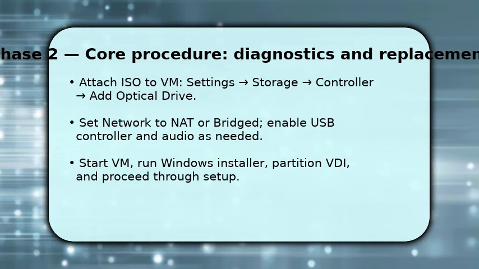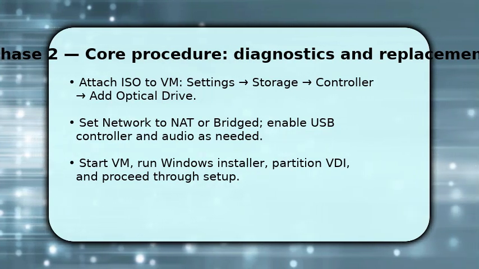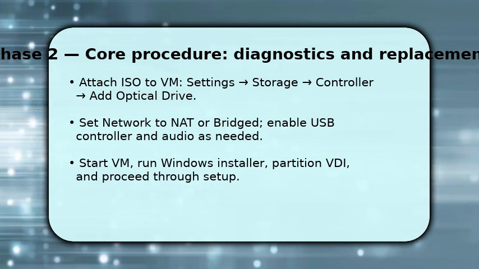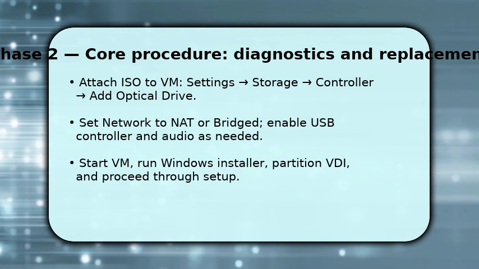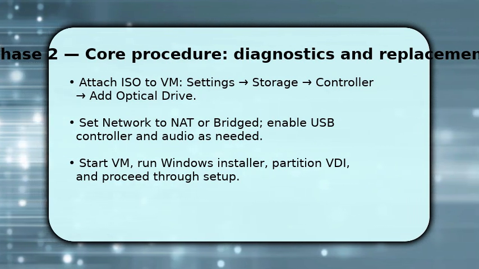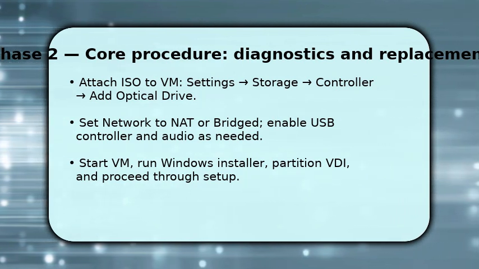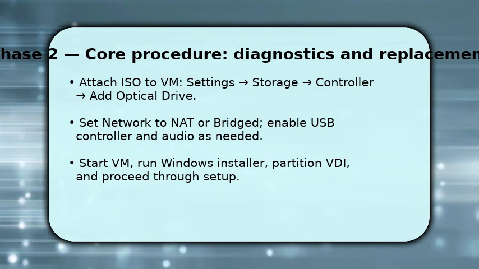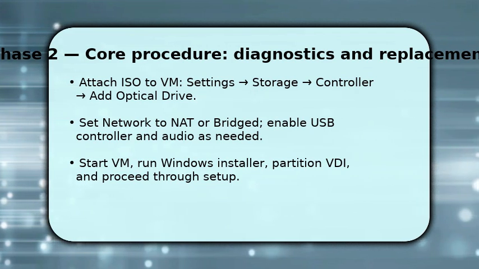You now focus on detailed configuration. Attach the ISO to the virtual optical drive and check the boot order so installation begins. Once attached, set network mode to NAT for easy internet or bridge to appear on LAN, choose depending on access needs. Enable USB and shared clipboard if you plan file transfer.